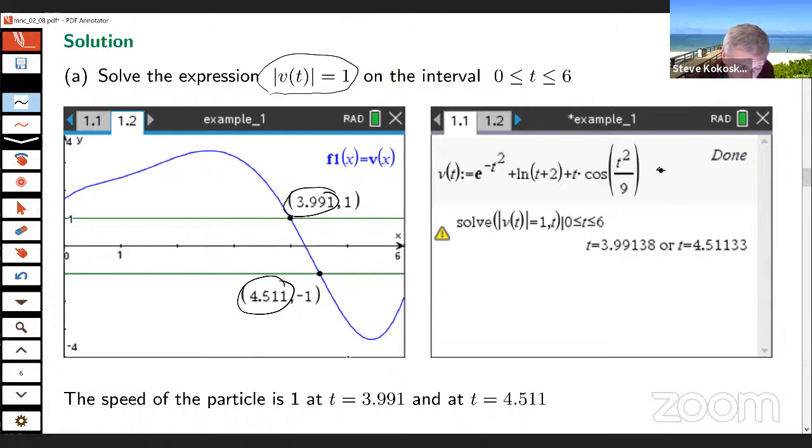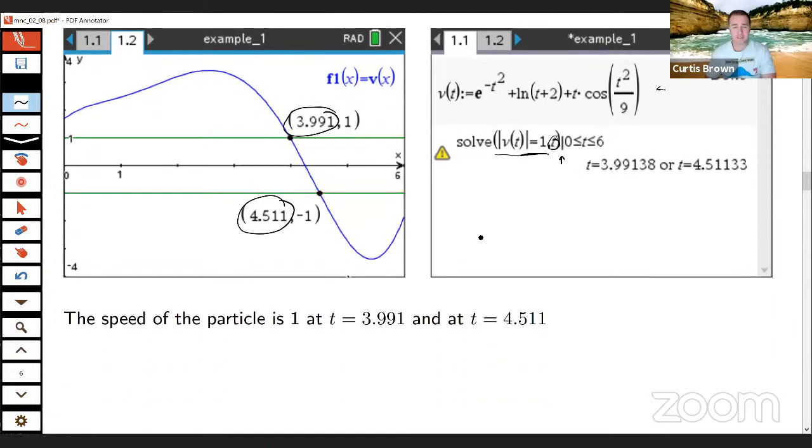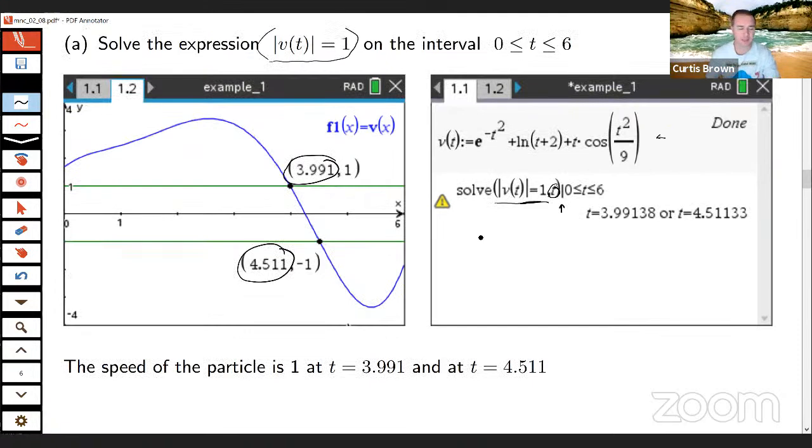And this is, I think, a really nice application of the TI-Nspire. I've defined this function V. I'm going to solve this expression for t. And it's kind of hard to see, but there is that such that, that vertical bar in there. Give me those values of t only between 0 and 6, and there they are. And that's pretty cool. That is really a nice example of the way that works.